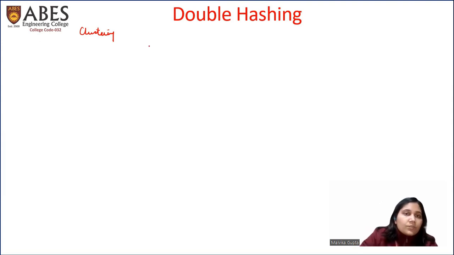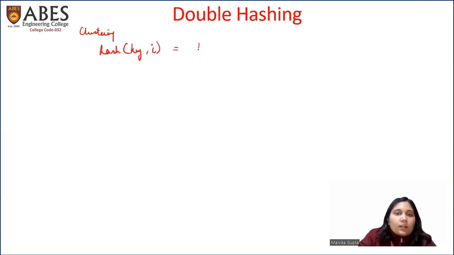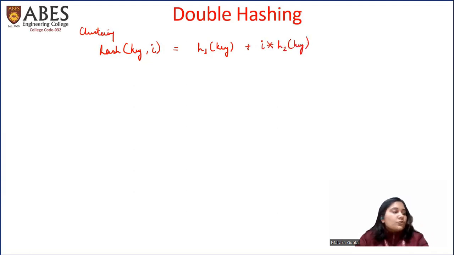In double hashing, we use the concept like this. If you see the formula, it is H1(key) plus i multiplied by H2(key), modulus m. Here m is the size of the hash table, and we know that the hash table size should be greater than or equal to the number of key elements. If you remember, in linear probing this condition is satisfied.